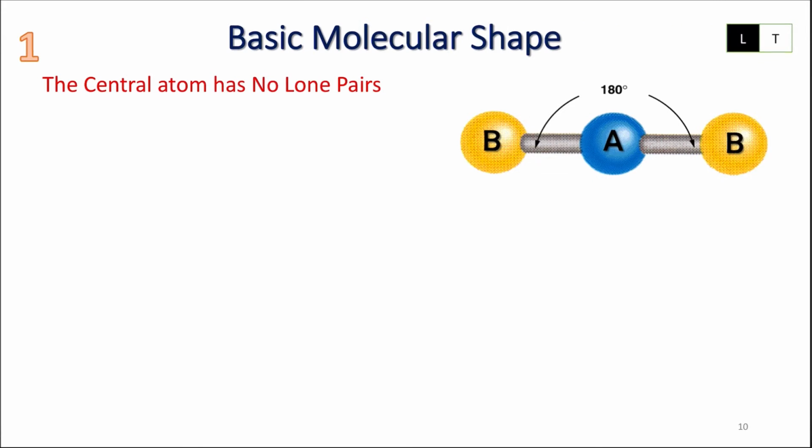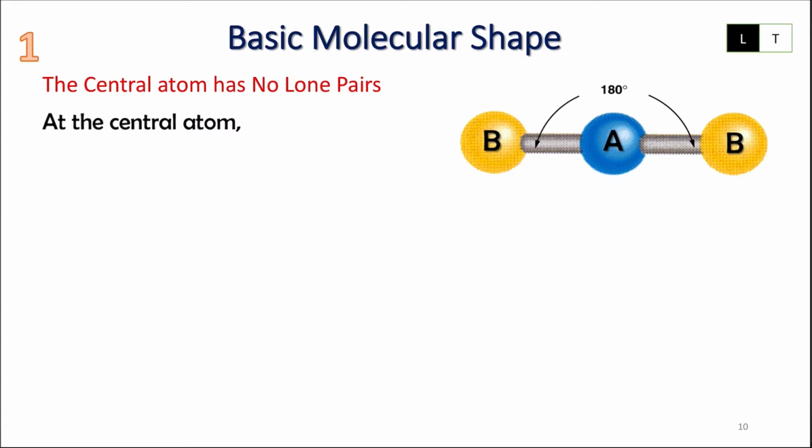The first one, untuk basic molecular shape, semua yang 5 saya mention dalam slide sebelum ni adalah di mana central atom for that molecule tidak mempunyai lone pairs. So maknanya basic shape tidak ada lone pair at the central atom. So I got this example where A is my central atom and B is my terminal atoms. So I got 2 terminal atoms.